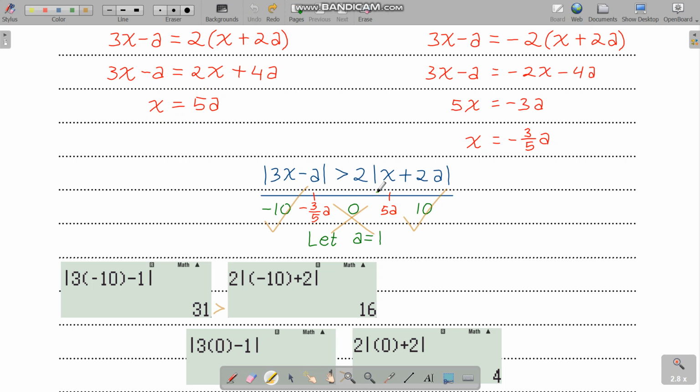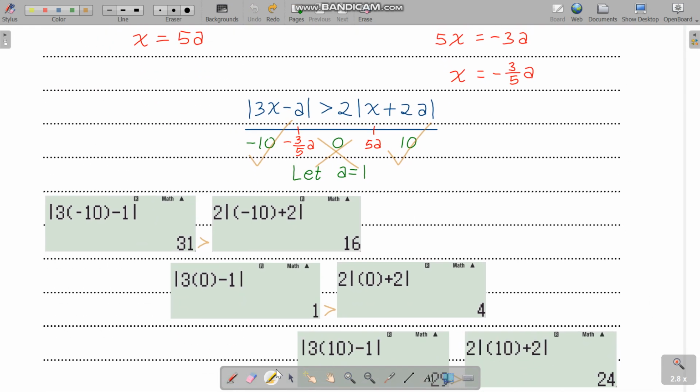And we need to check which intervals we can use. Here we have 3 possible intervals: smaller than minus 3/5a, in the middle between minus 3/5a and 5a, or greater than 5a. To check which interval we can use, just set a to be something positive because it says a is positive. For example, let's say a is 1 to make it simple, and then we plug in a random number in each interval to check.